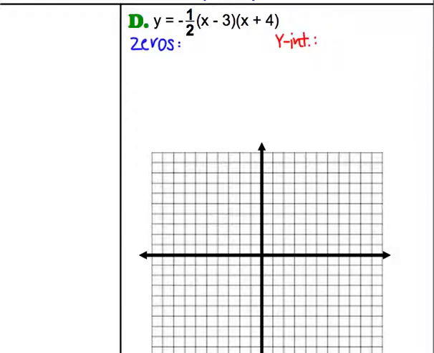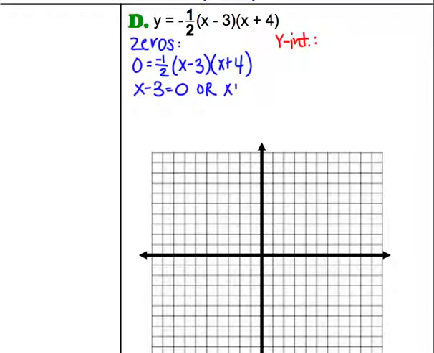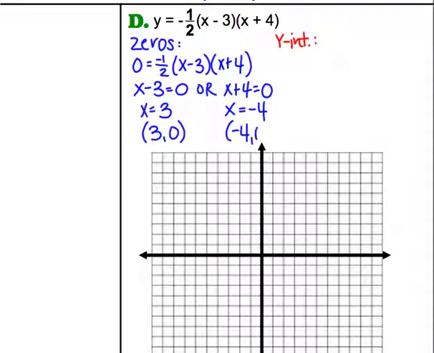Alright, to find your zeros, we have y equal to 0, so 0 equals negative 1/2 times (x minus 3) times (x plus 4). So we know that either x minus 3 equals 0 or x plus 4 equals 0. Adding 3 to both sides, we get x equals 3. Subtract 4 from both sides, we get x equals negative 4. That means that our ordered pairs are (3, 0) and (negative 4, 0).